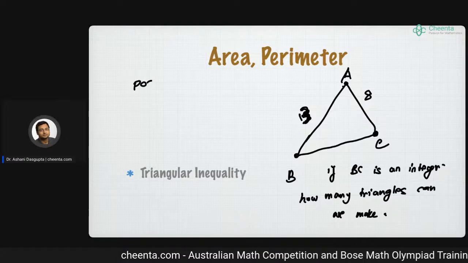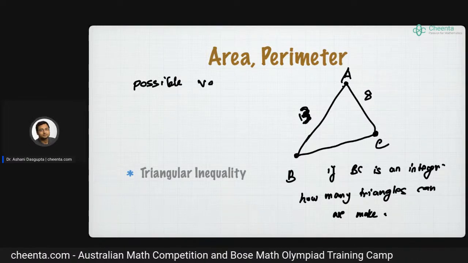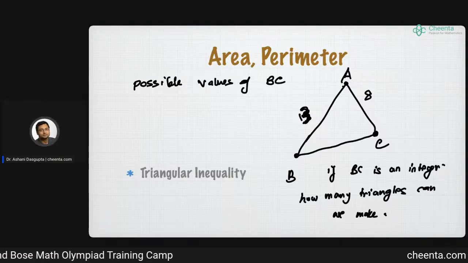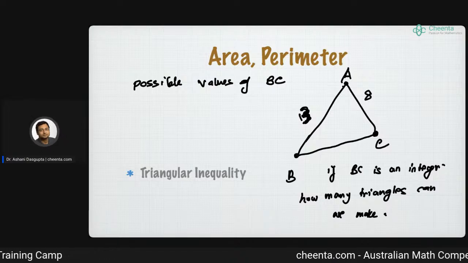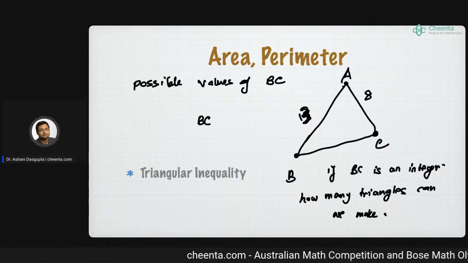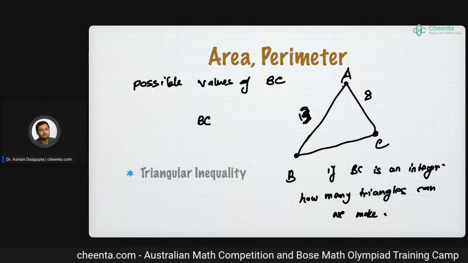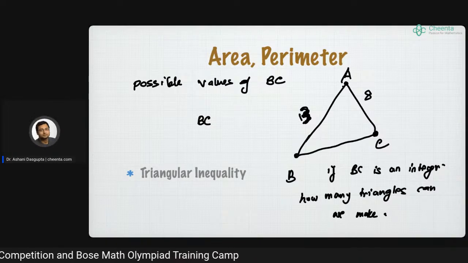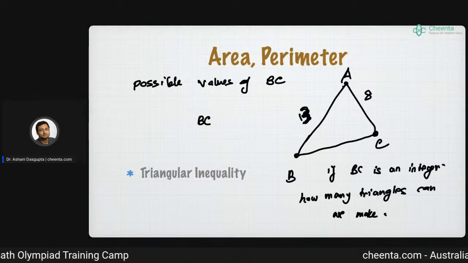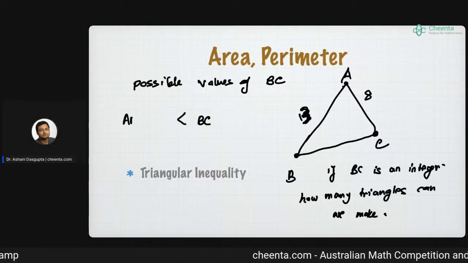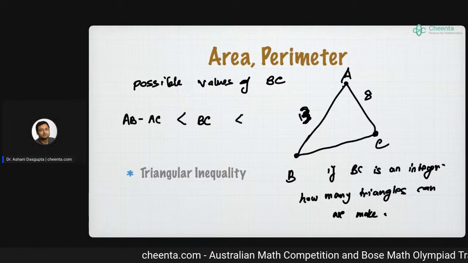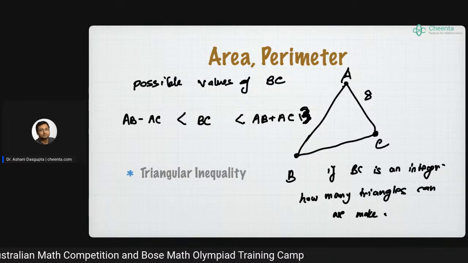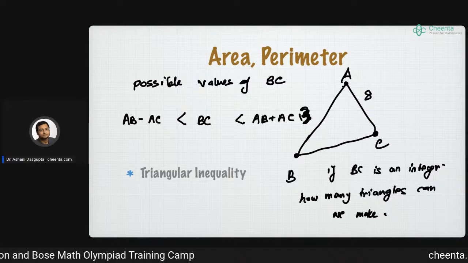First we can see that the sum of two sides should be greater than the third side. What we can do is start from 6 as BC, because 6 plus 8 is 14, which is greater than AB. And it also holds the second version: BC must be greater than AB minus AC, and BC must be less than AB plus AC. So we can start from 6.